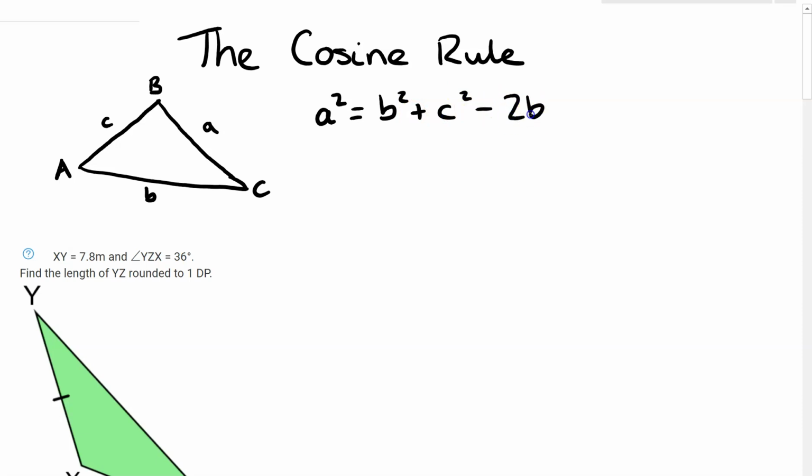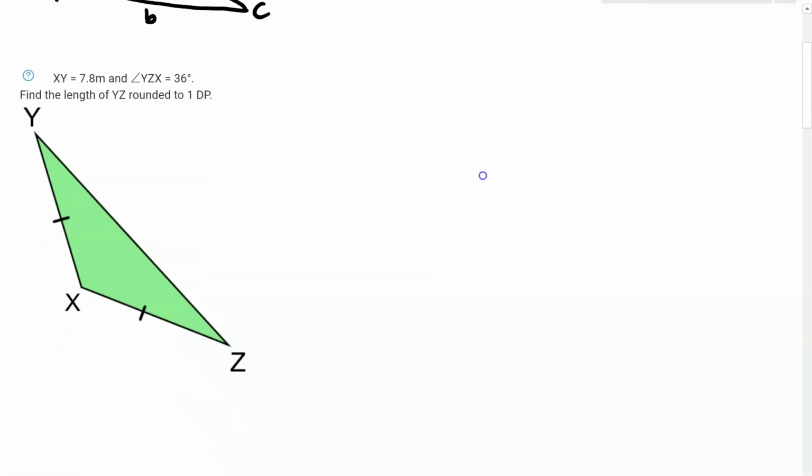minus 2bc cos capital A. So as long as you make capital A the angle you're trying to find, this formula will work. So let's see it in action.